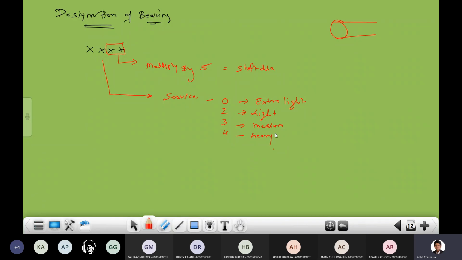We can use the heavy service. If the third digit is 0, 2, 3, 4: 0 will represent the extra light service, 2 will represent the light service, 3 will represent the medium service. And the last digit, or the first digit from the left side, indicates the type of the bearing.